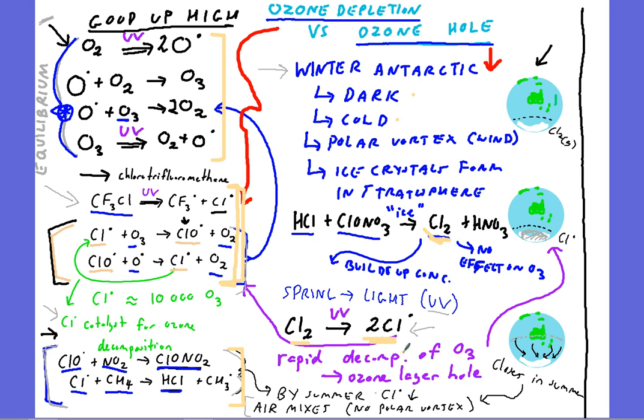Now, by summer, the chlorine free radical concentrations drop because it's been reacted out again. You get mixing of air from the rest of the atmosphere, so the hole closes, but that's why the ozone hole forms in spring over the Antarctic.